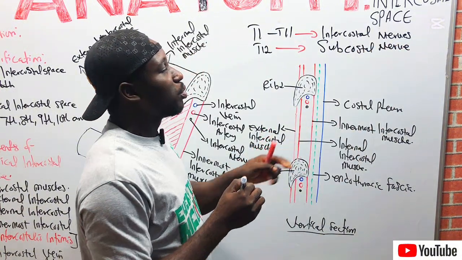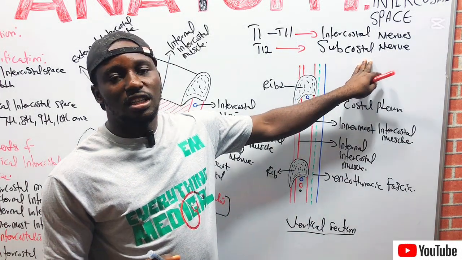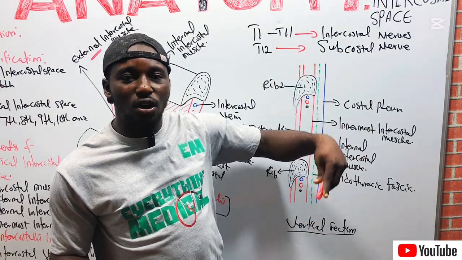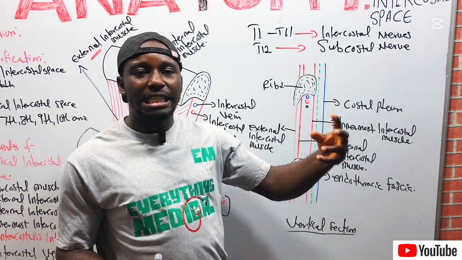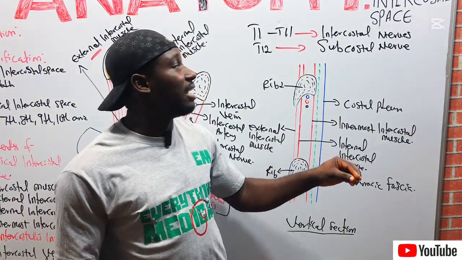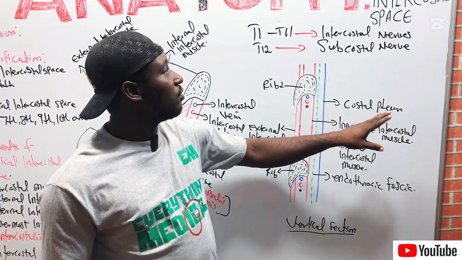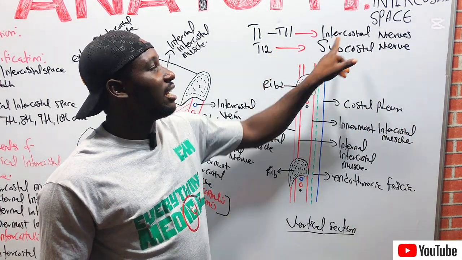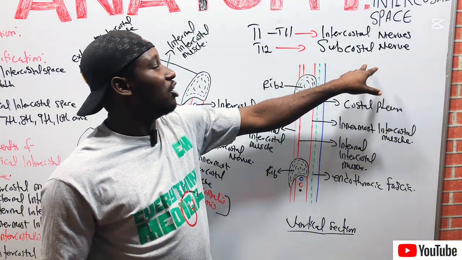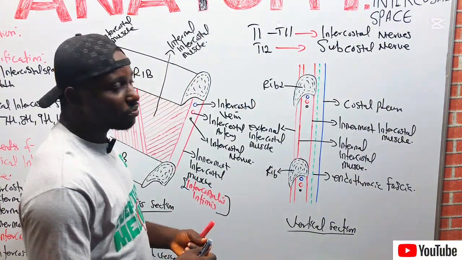It is called a subcostal nerve because it courses along the abdominal wall, passing below the 12th rib. That is why it's called a subcostal nerve. So the 12th thoracic spinal nerve is not an intercostal nerve. It is a what? A subcostal nerve.